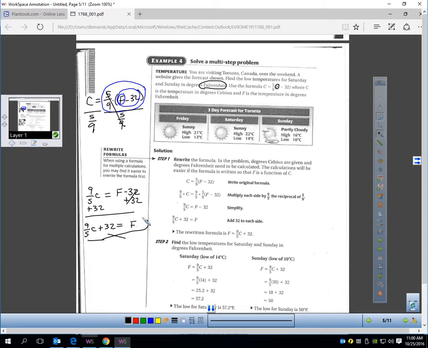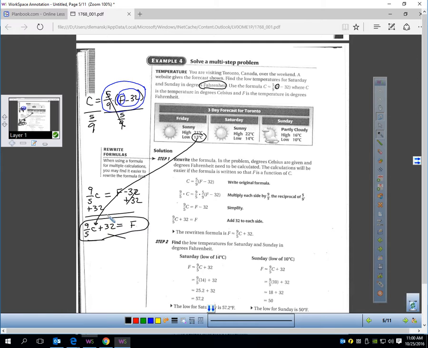Now, after that, do you see how the low temperature on Friday is 13 degrees Celsius? It ought to be really easy for me just to plug a 13 in here, and let's find the temperature in Fahrenheit. So I'm going to do that real quick. 9/5. So open parenthesis, 9 divided by 5, close parenthesis, times the 13 degrees Celsius plus 32.